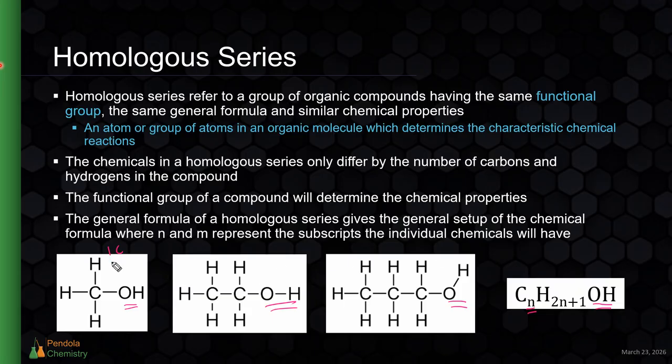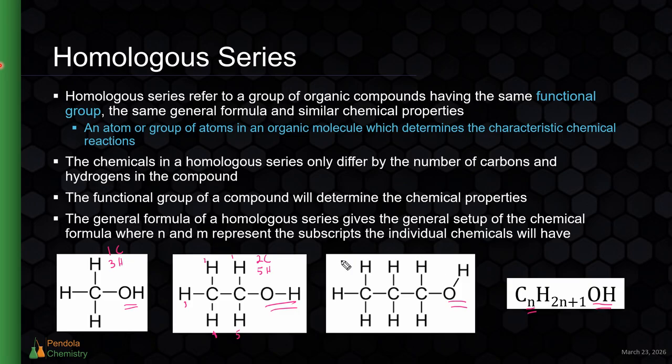2 times 1 is 2, plus 1 is 3. So that's 3 hydrogens. So we have 1 carbon, 3 hydrogens, and the OH. If we have 2 carbons, like we do in ethanol, then for the homologous series here, it's going to be H at 2n plus 1. Meaning we're going to have 2 times 2 is 4, plus 1 is 5 hydrogens. And we indeed do have 5 hydrogens: 1, 2, 3, 4, 5. And again, that's separate from the OH, which is separate here.